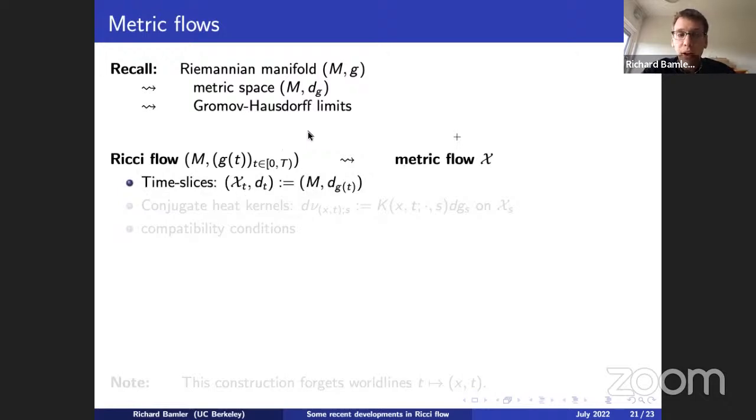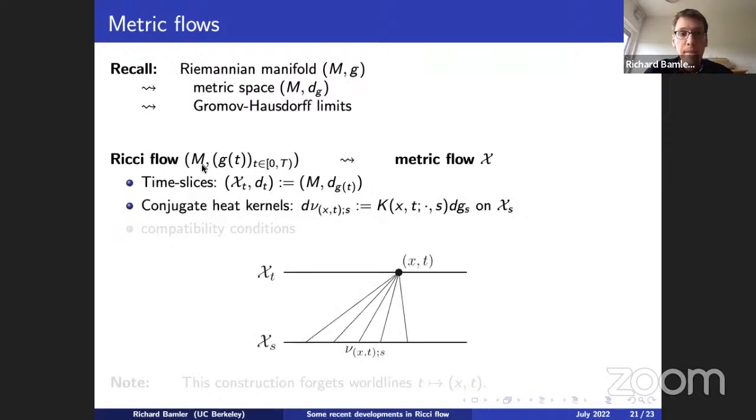So we first take the length metric of every metric g_t. So this gives us a family of metric spaces that may a priori have nothing to do with one another. And then I will relate these metric spaces by looking at the conjugate heat kernel of the heat equation coupled with the Ricci flow. So this is a linear equation, and so it has some kind of heat kernel, which somehow gives me a probability distribution at earlier time slices.